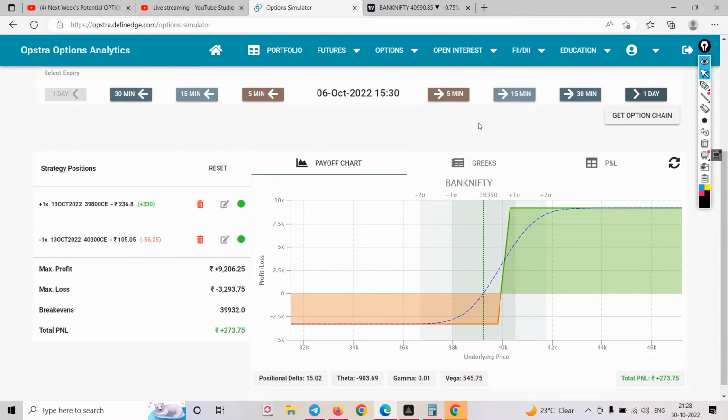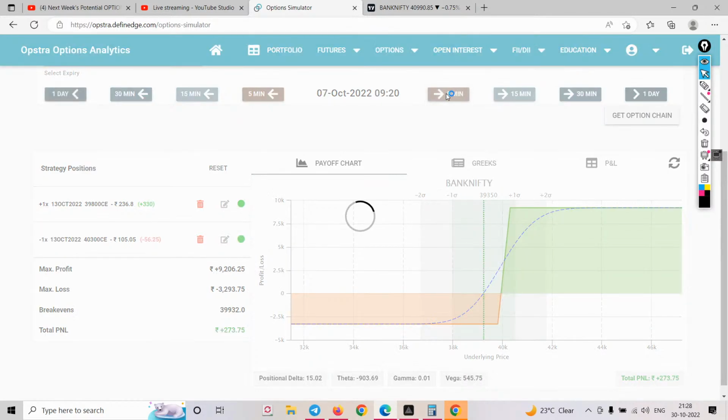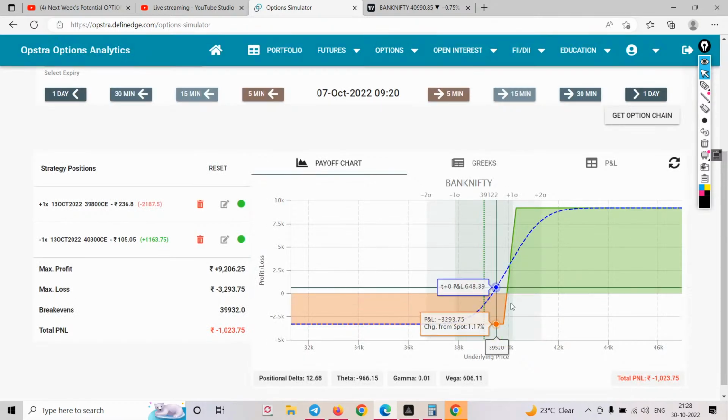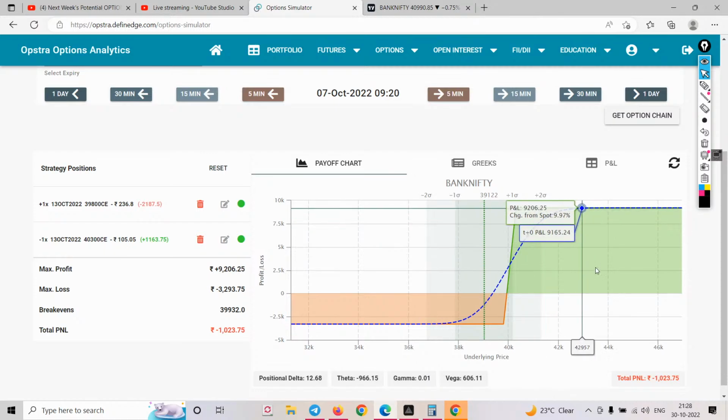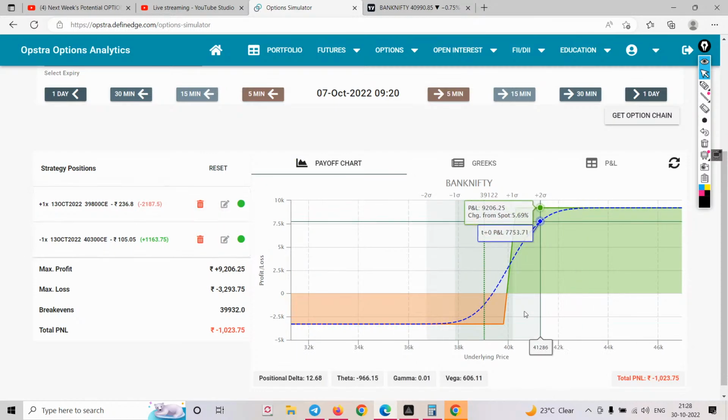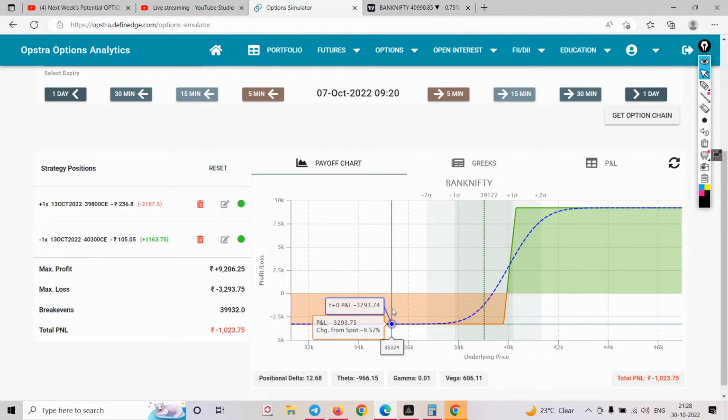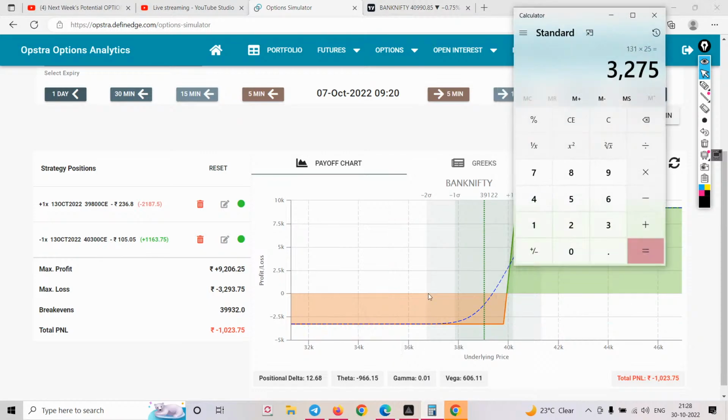So now I'll take you to the next day morning. Okay, 9:20. This is where the trade starts. We are right about the 1023. So can we convert it to ratio spread? Okay, let me do that. So what is the loss here? Loss is 3,300. Maybe I'm not sure whether that would work or not.